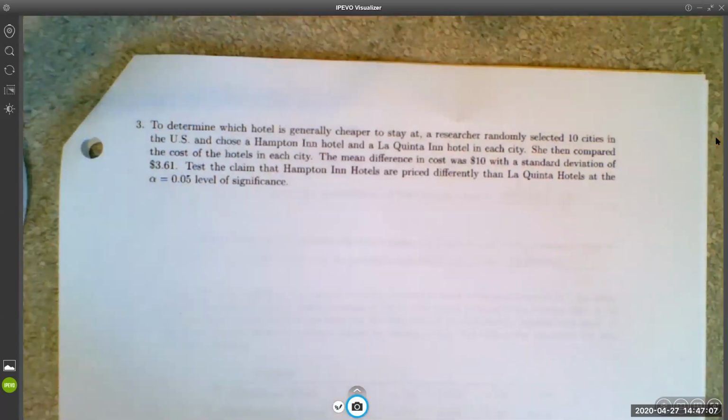So it says, to determine which hotel is generally cheaper to stay at, a researcher randomly selected 10 cities in the US and chose a Hampton Inn hotel and a La Quinta Inn hotel in each city. She then compared the cost of the hotels in each city. The mean difference in cost was $10 with a standard deviation of $3.61. Test the claim that Hampton Inn hotels are priced differently than La Quinta hotels at the 0.05 level of significance.